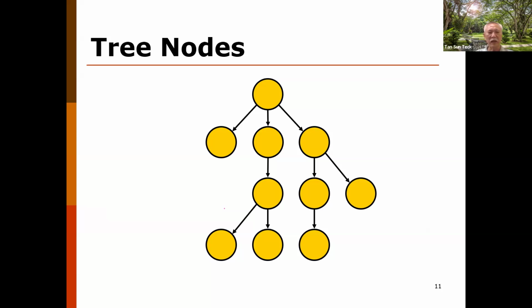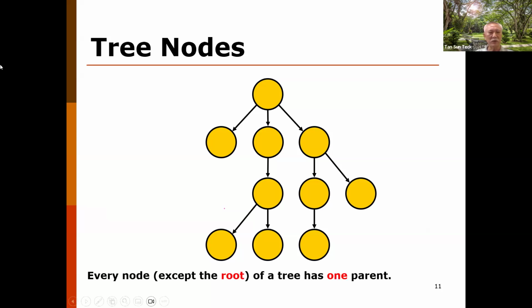So, for example, every node except the root node has one parent. We say that one node can have multiple children, but every node can have only one parent except the root. So this is the root. This one has no parent, but the rest of them will have a parent. This one has a parent, this one has a parent. So that is one important piece of information that we need to know.